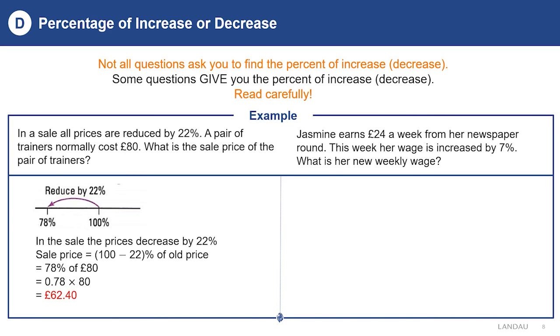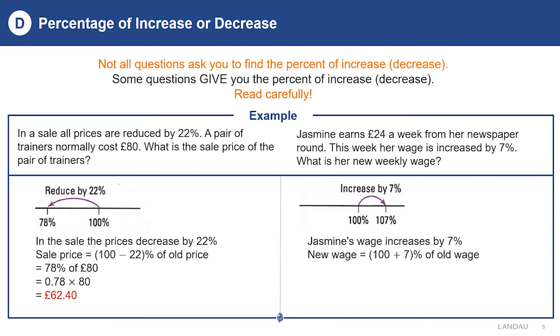Jasmine earns £24 a week from her newspaper round. This week, her wage is increased by 7%. What is her new weekly wage? We can see that Jasmine's wage increases by 7%. In other words, we can write down that her new wage will be equal to 100 plus 7% of the old wage. That is to say, her new wage will be 107% of 24. The final answer will be £25.68.